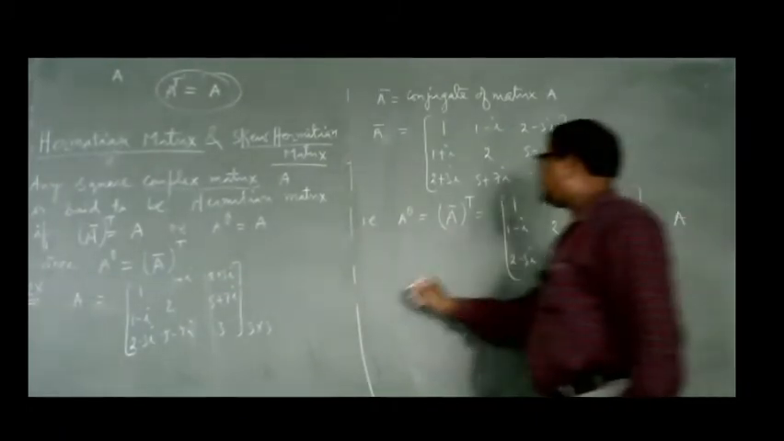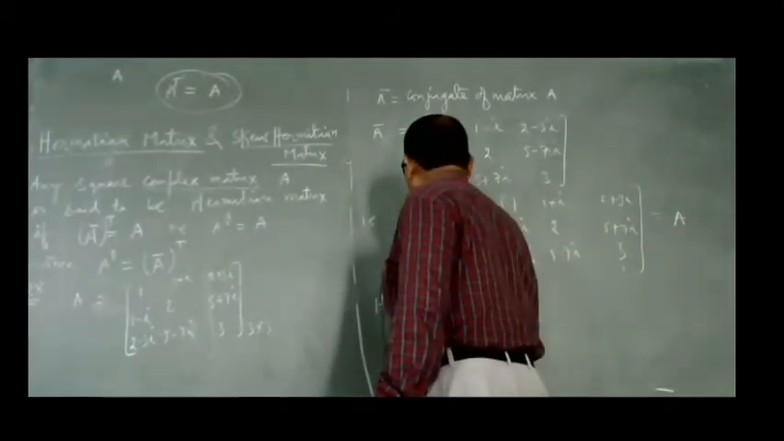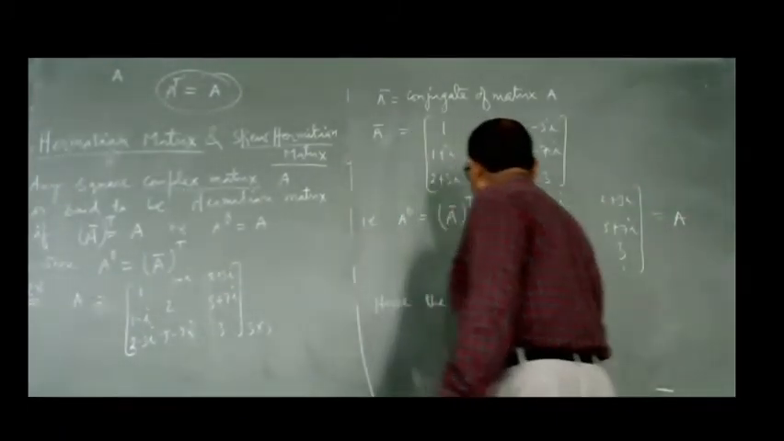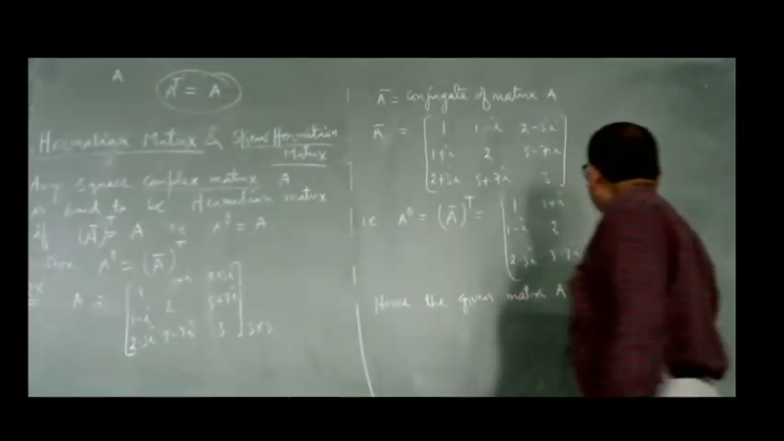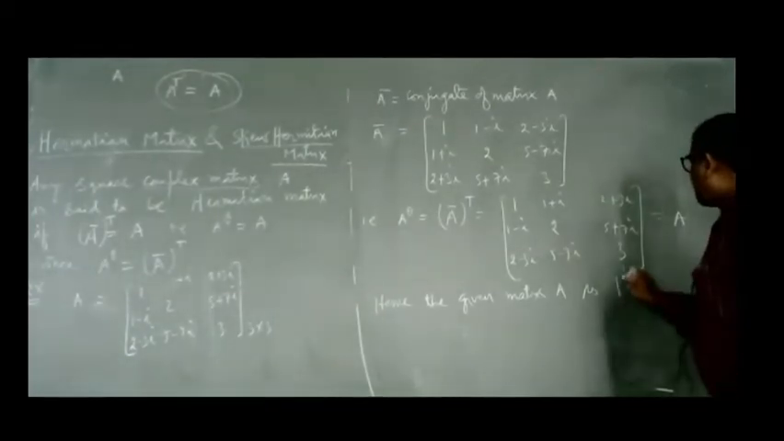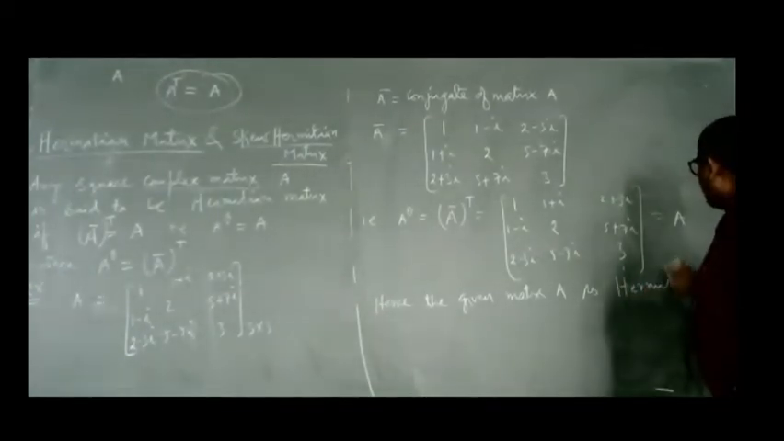And hence the given matrix A is a Hermitian matrix.